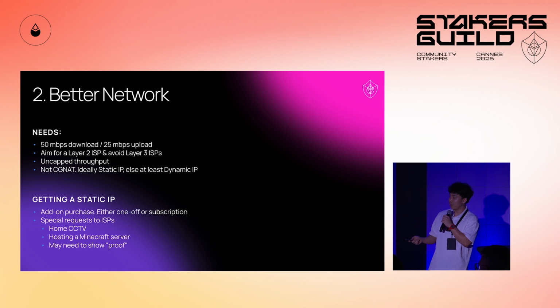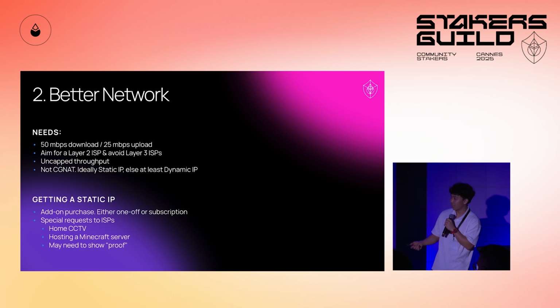You don't want it to be behind a CGNAT. A CGNAT means that you are not assigned a public IP, right? Everything is behind a private network. Ideally, you want a static IP address or at least a dynamic IP address so that you can do something called port forwarding. Port forwarding allows other nodes to discover your node as a peer better.